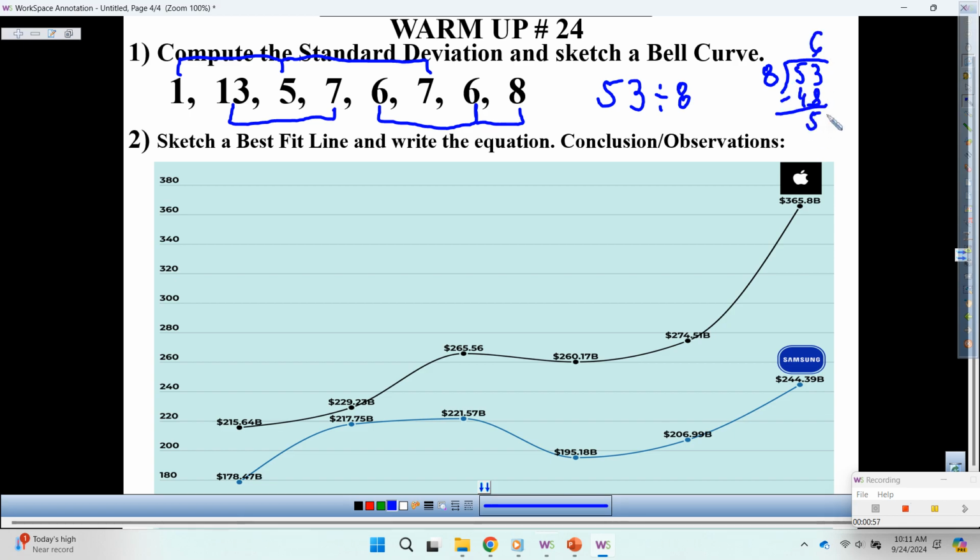Subtract, that's 5. Add a decimal, 0. 5 times 6, 48. 2, add a 0, that's 2. 16. 4, add a 0, that's 5. So the mean, or mu, is 6.625. So yesterday, somebody gave me the wrong numbers. Yes? We good? And so on and so forth.